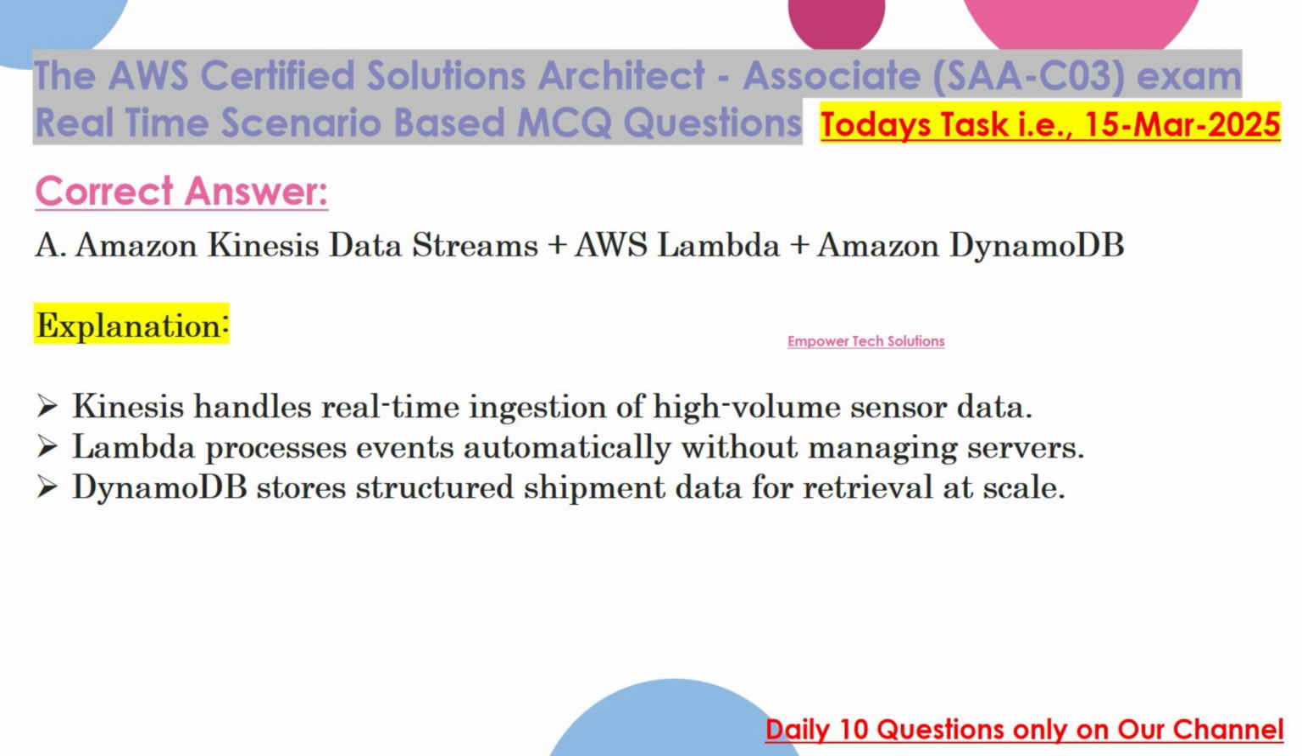Explanation: Kinesis handles real-time ingestion of high-volume sensor data. Lambda processes events automatically without managing servers. DynamoDB stores structured shipment data for retrieval at scale.